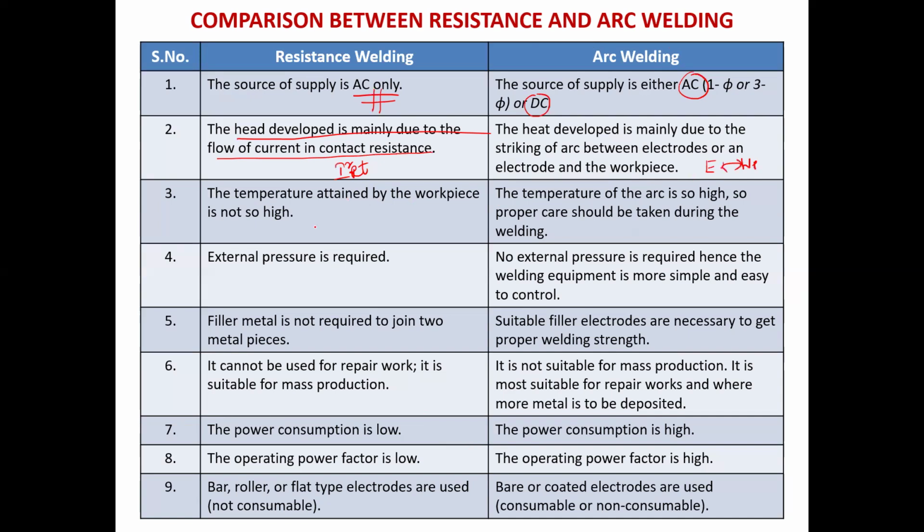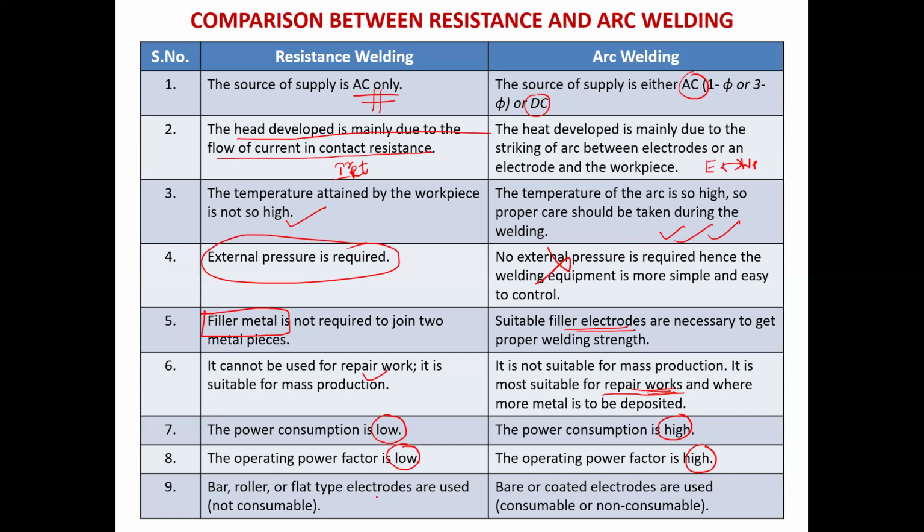The temperature attained by the workpiece is not so high, whereas this one is high. External pressure is compulsorily required for resistance welding, whereas there is no external pressure here. Filler material is not required for this one. Filler material, obviously, we can use there. Metal also we can use. It can't be used for repair works, whereas we can use it for repair works for household purposes. The power consumption is low. Operating power factor is also low. Power consumption is obviously high. Power factor is also high.